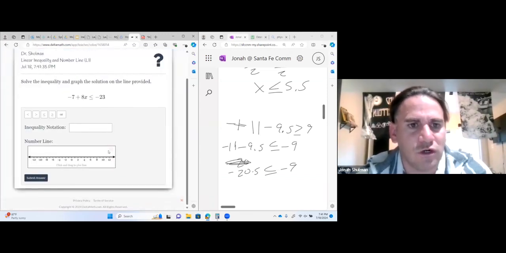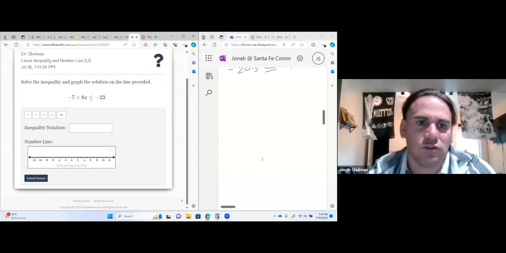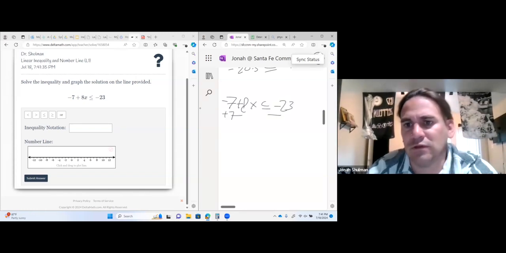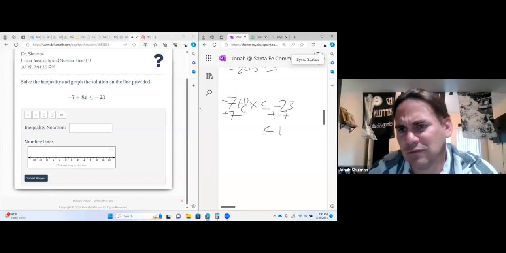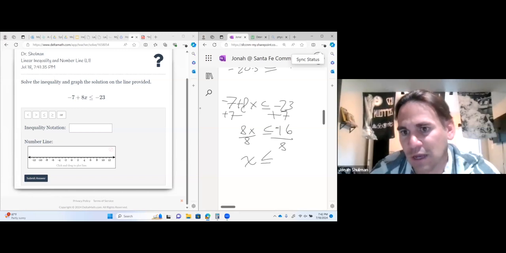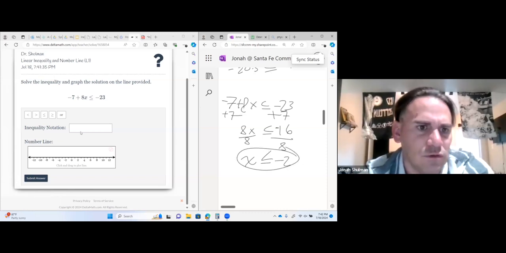So here we go. We get to draw it ourselves. We get to solve and draw. That's usually what you have to do. -7 plus 8x is less than or equal to -23. We're going to add 7. -23 plus 7 is, I believe, -16, this is 8x. Now, even though I'm dividing by 8, this is a negative. I don't care. As long as there's a negative near the x, then it would flip, but it's not. So x is less than or equal to -2.